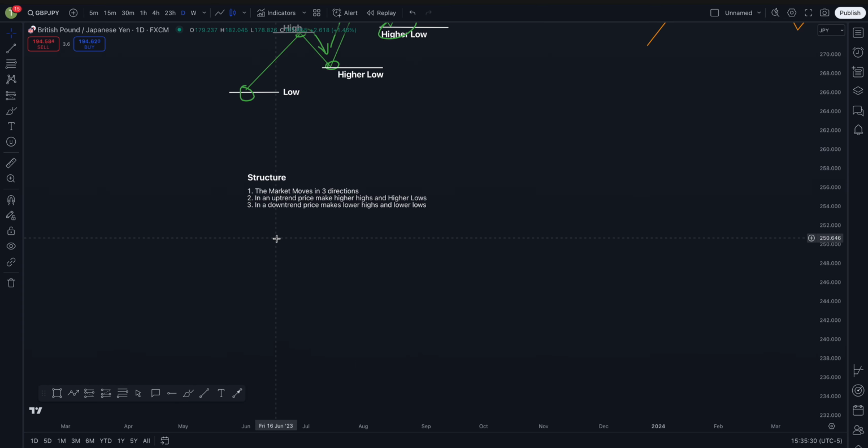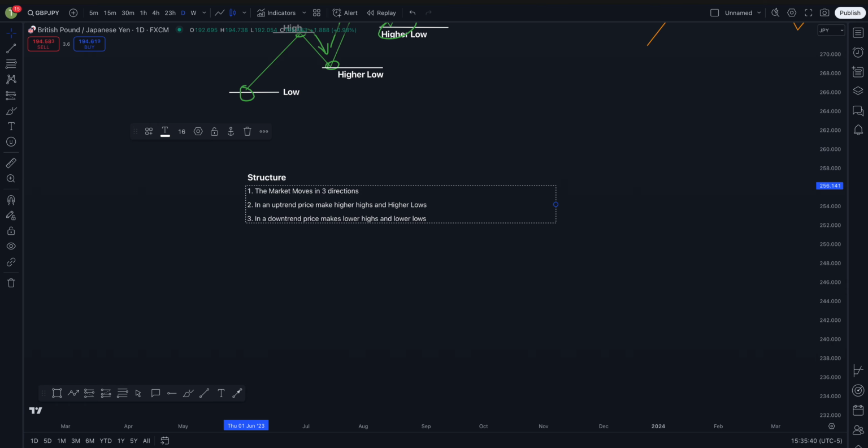So the first thing we need to understand about structure is that the market moves in 3 different directions. In an uptrend, price makes higher highs and higher lows. In a downtrend, price makes lower highs and lower lows.